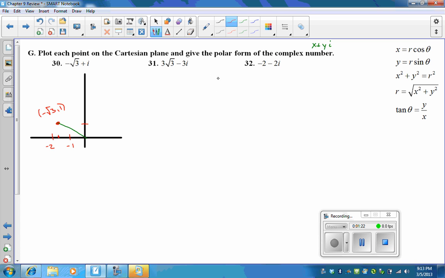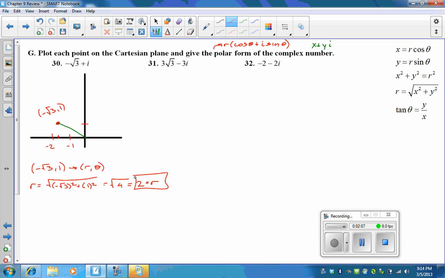Now we're going back to what we were doing at the very beginning of the review. We essentially have the ordered pair negative root 3, 1, and we need to convert that into our r and theta. The polar form is actually going to be r times cosine theta plus i sine theta. So that's what we're going to do once we find the r and the theta. R is the easy one. R is the square root of x squared plus y squared, so negative root 3 squared plus 1 squared. That is the square root of 3 plus 1, which is 4, and the square root of 4 is 2. So there's my r.